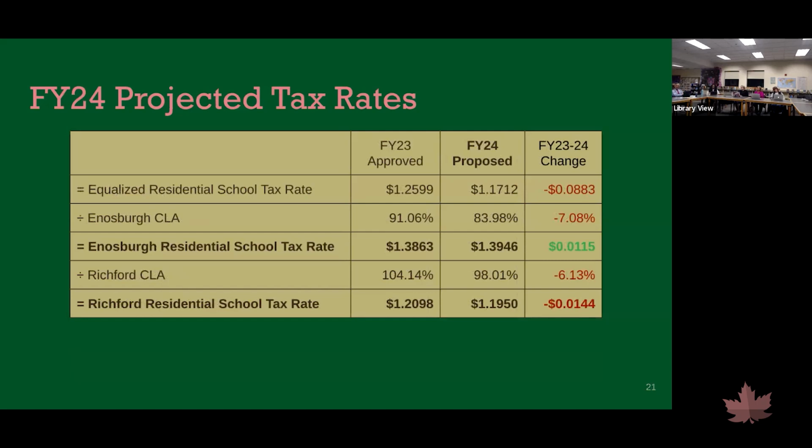So that 8.8 cent drop in terms of the tax rate that you control would actually compute to a 1.1 cent increase on Enosburg residential tax bills and a 1.4 cent decrease on Richford residential tax bills. The CLA numbers are solid, they won't change.